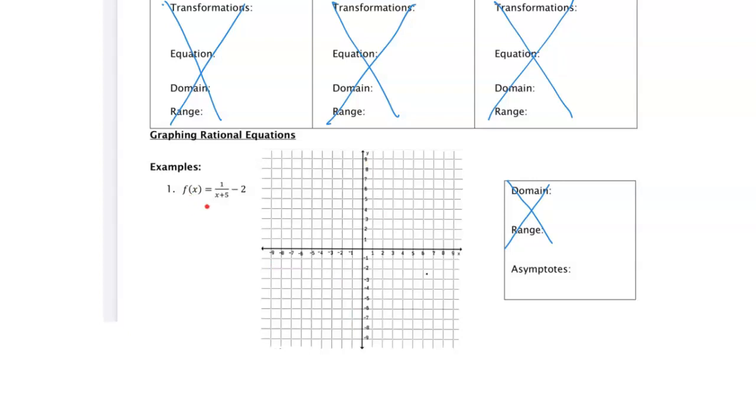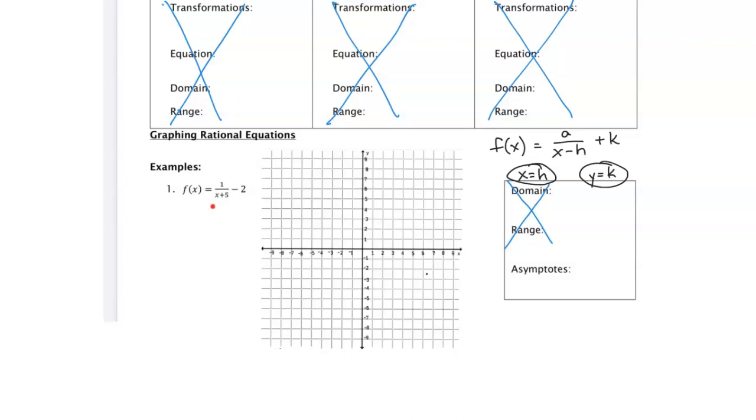So we have f of x equals 1 over x plus 5 minus 2. Remember that our general form would be f of x equals a over x minus h, and then plus our k. Also remember that our asymptotes would be x equals the h value and y equals the k value. So let's identify both the h and the k so that we'll know what our asymptotes are.